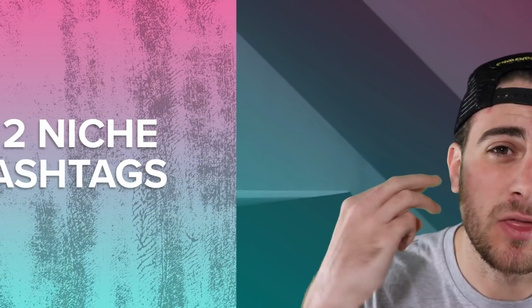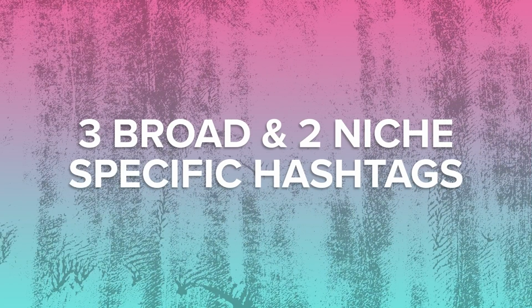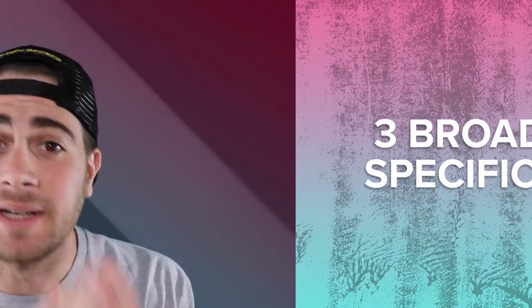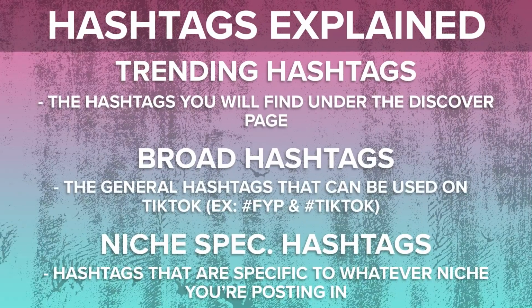The first hashtag strategy that you need to make sure that you're implementing are 3 broad hashtags and 2 niche-specific hashtags. If you don't know what broad hashtags are, niche-specific hashtags are, or what trending hashtags are, let me explain. Trending hashtags are the hashtags that come up on the Discover page. Broad hashtags are things like hashtag FYP, hashtag viral, hashtag trending, hashtag TikTok, and then niche-specific hashtags are going to be the specific hashtags that show up when you search for the topic of video that you're about to create.